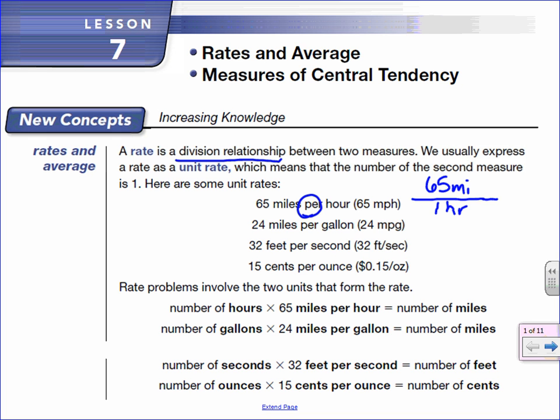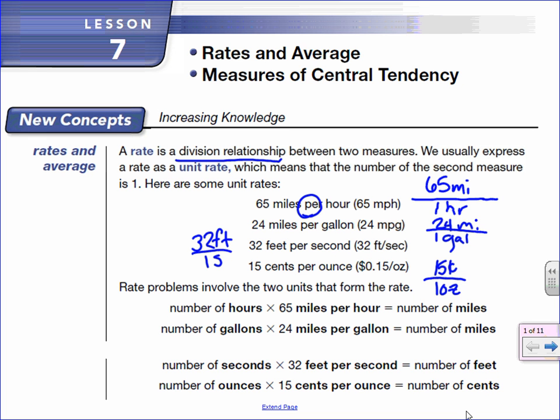Or 25 miles per gallon, miles per 1 gallon. 32 feet per second would be 32 feet divided by 1 second. Or 15 cents per ounce is 15 cents per 1 ounce.